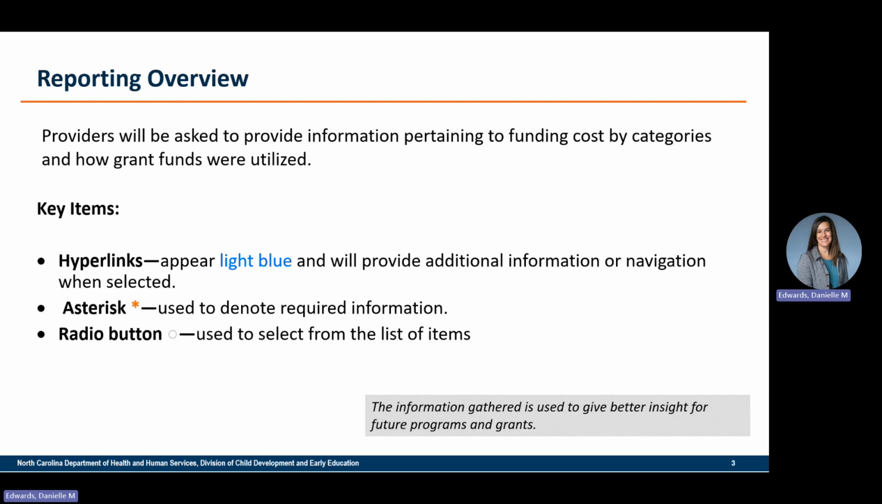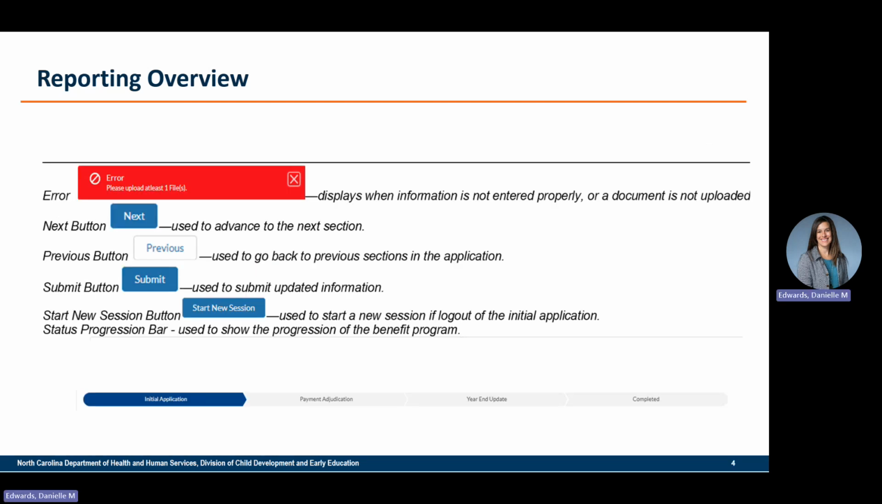Radio buttons, which look like little circles, are used to select from a list of items. If you enter something incorrectly or if an upload does not happen properly, you will see this error bar. It will pop up. The next button is used to advance to the next section. The submit button is used to submit and save information. The start new session button is used to start a new session when you're logged out of your update. The status progression bar will show where you are in the process of the benefit program.